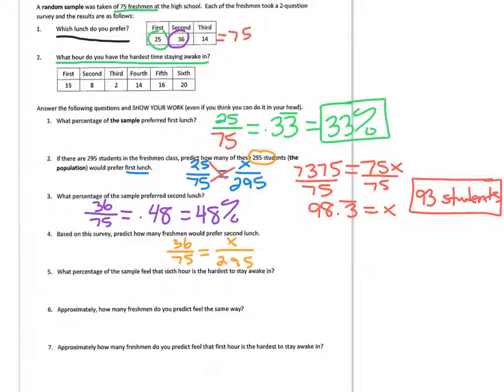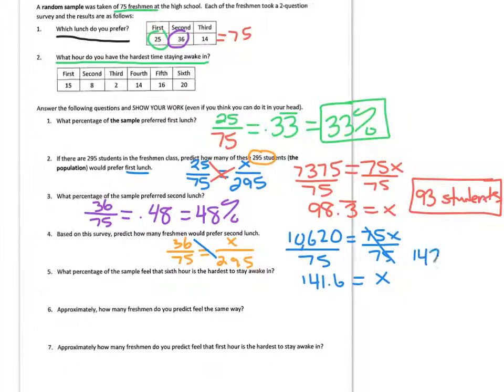All right, so now if we do the same process there and solve it using the cross products, we're going to do 36 times 295, and we get 10,620 equals 75x. So now to solve for x, we're going to divide both sides by 75. And we get x equals 141.6. So we would round that to 142 students, we would say, prefer second lunch.